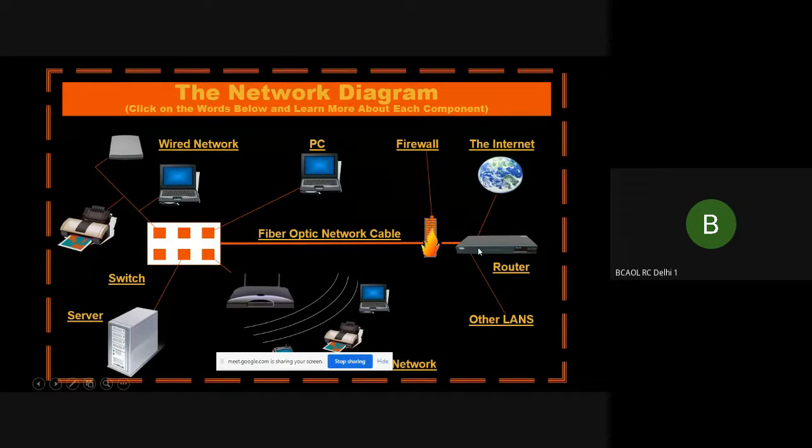Right. So router, nowadays what you have, broadband routers are there. So the ISP, internet service providers, when you want to have internet at your home, you tell them to install a broadband connection.